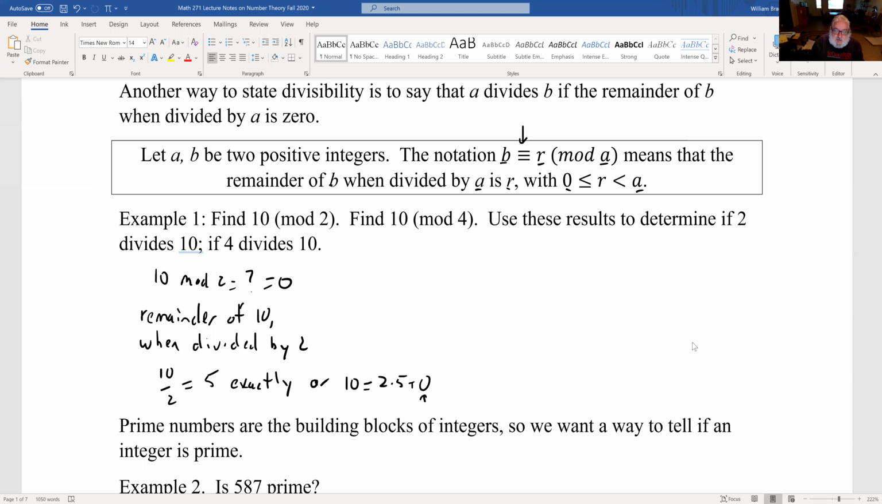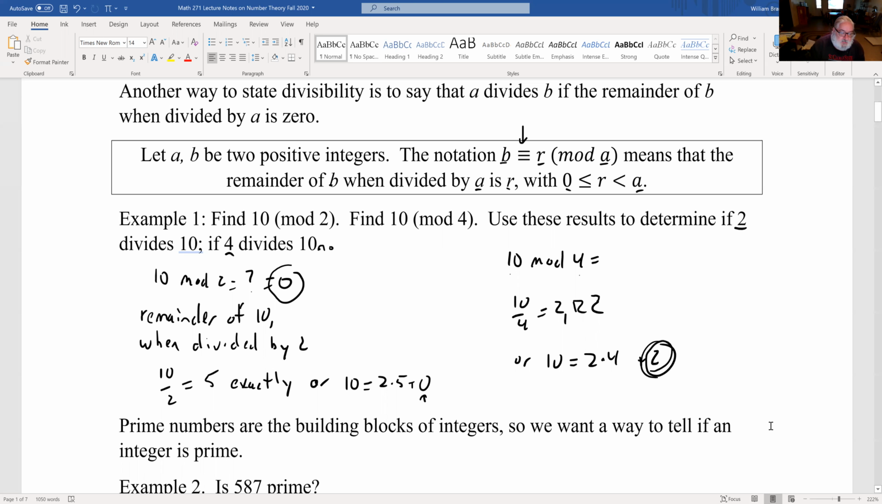What about 10 mod 4? Again, we want the remainder of 10 when divided by 4. Now 10 divided by 4 is 2 with a remainder of 2, or 10 equals 2 times 4 plus 2, because 2 times 4 is 8. So there's my remainder, a remainder of 2. So 2 does divide 10 because you get a remainder of 0. 4 does not divide 10 because there's a remainder of 2.